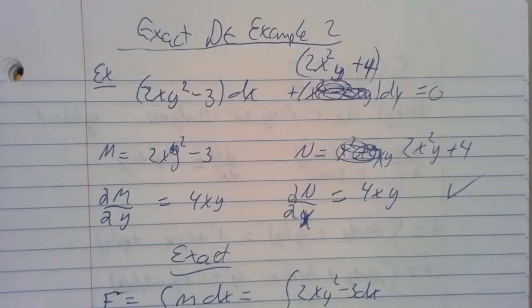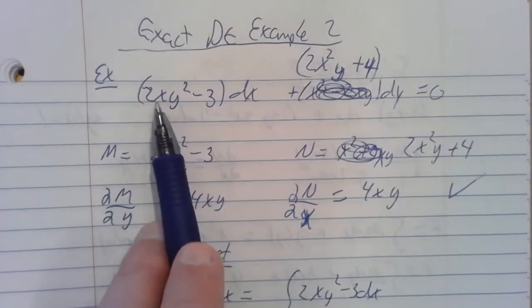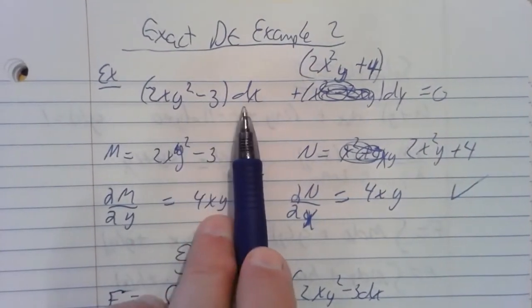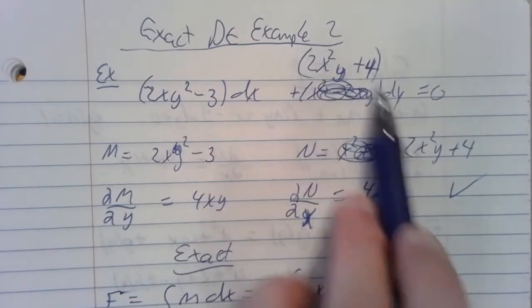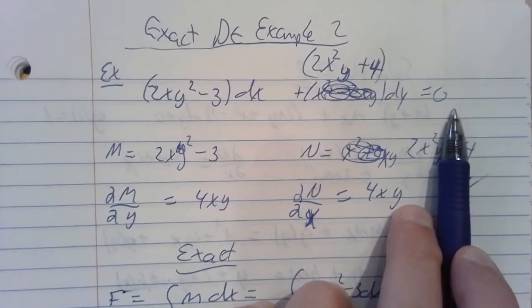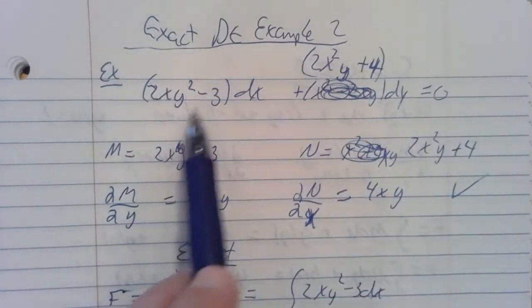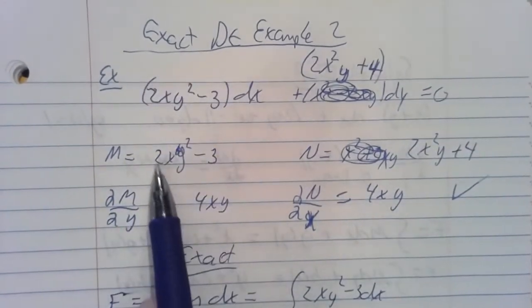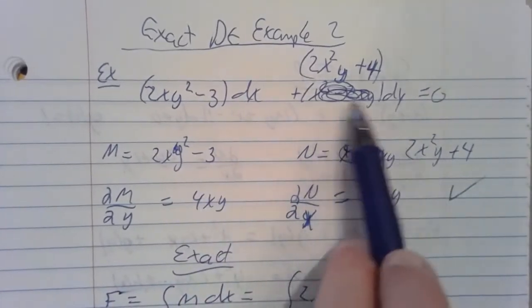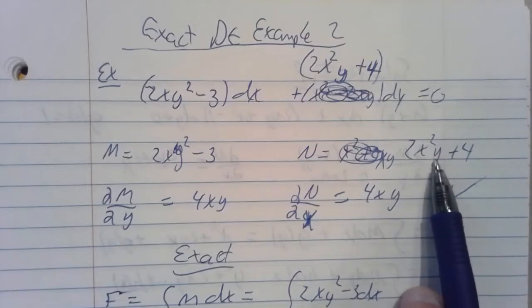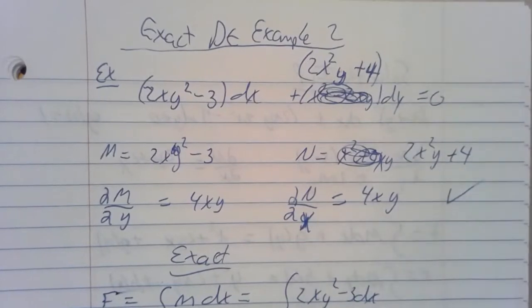Okay, let's do two more examples of exact differential equations. So here's our dE: 2xy squared minus 3 dx plus 2x squared y plus 4 dy equals 0. M is the stuff in front of dx, so that's 2xy squared minus 3. N is the stuff in front of dy, 2x squared y plus 4.